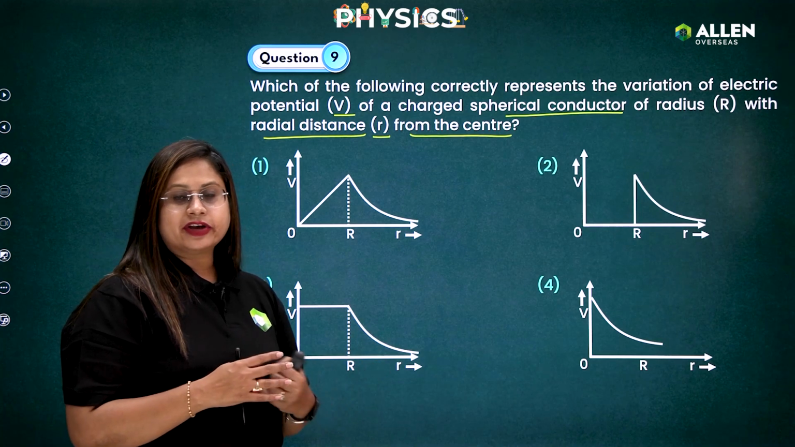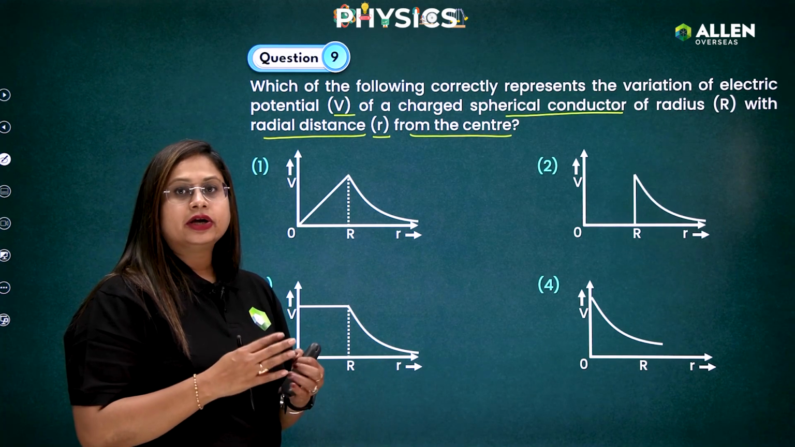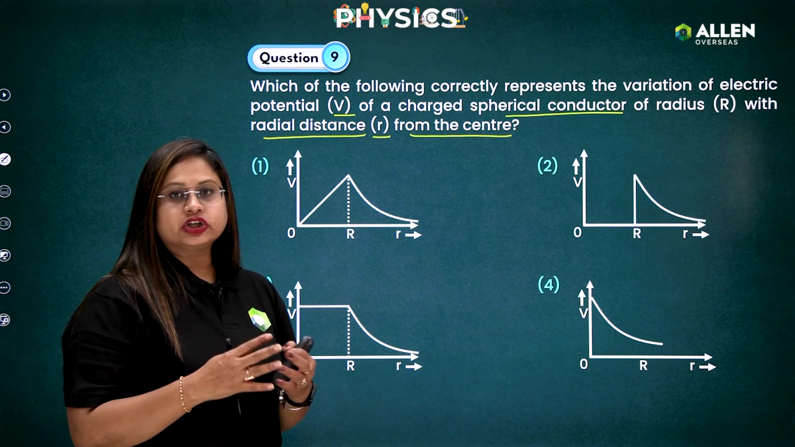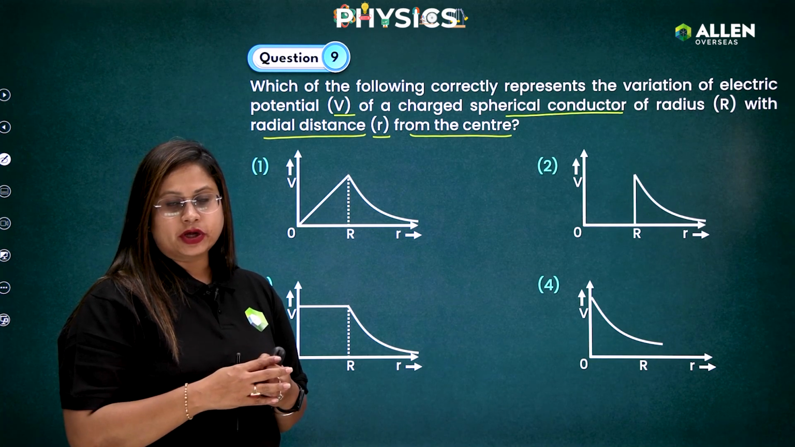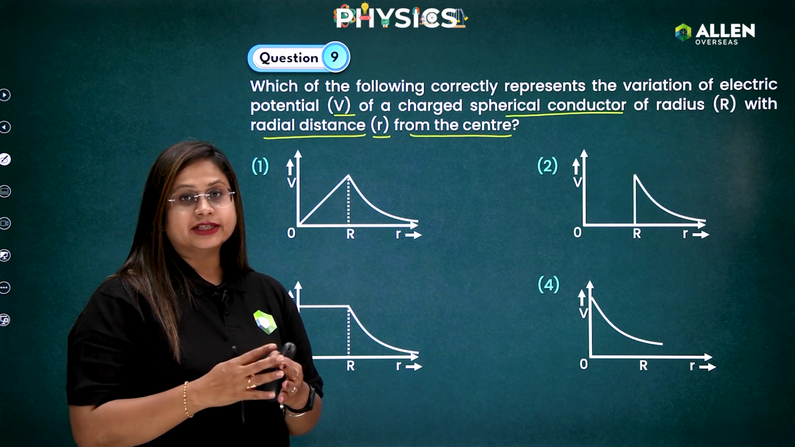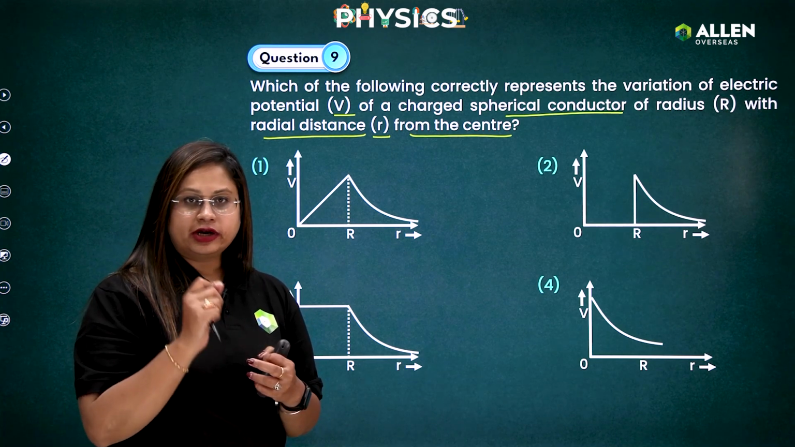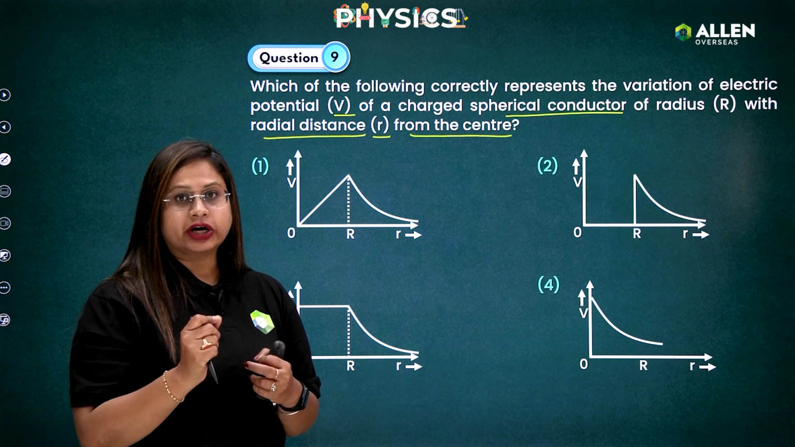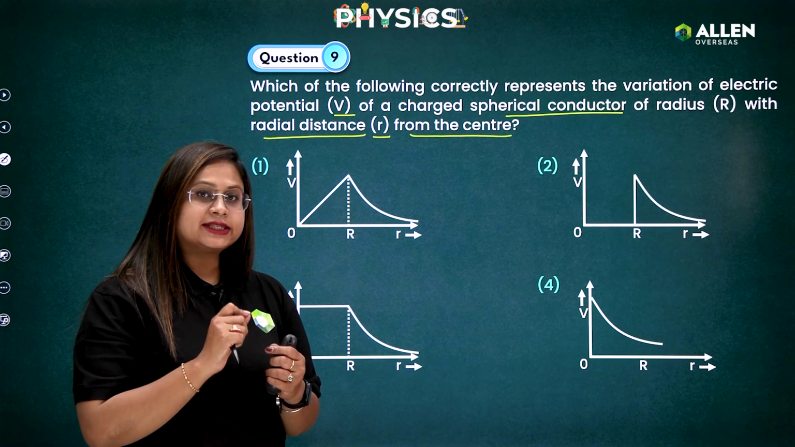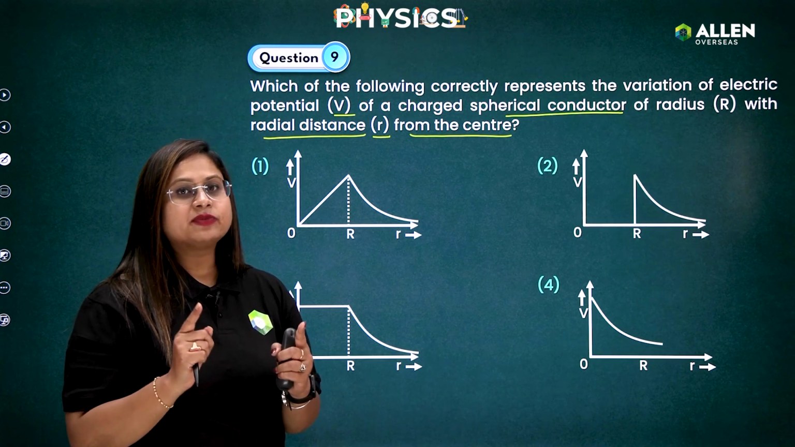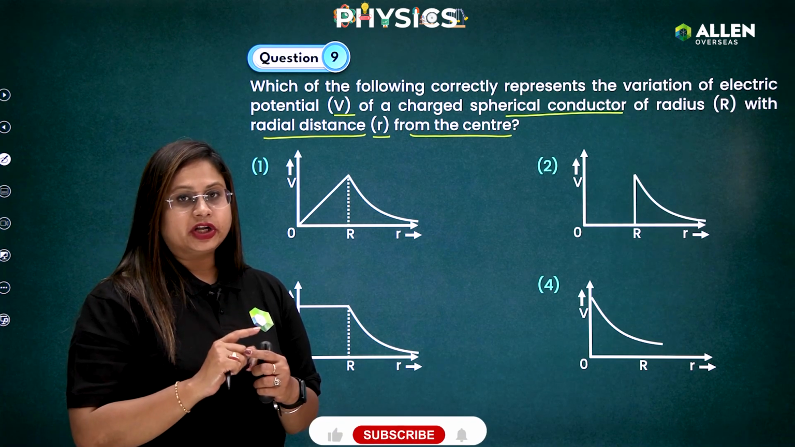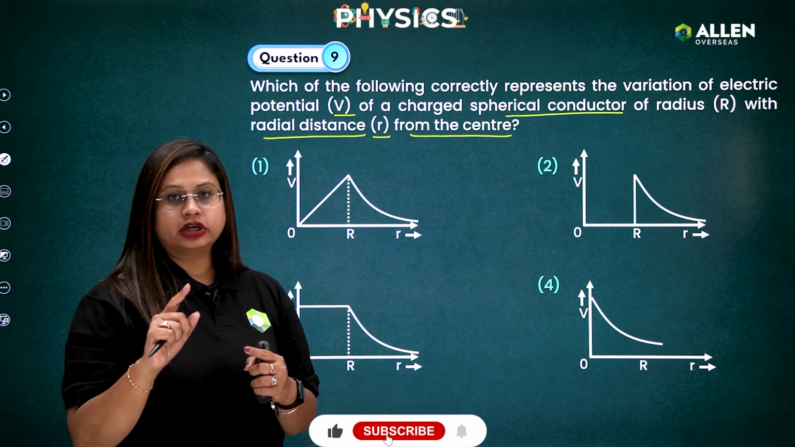So in this question you have been asked to find out the variation of potential in a conducting sphere. You know that for a conducting sphere, the charges are going to reside at the outer surface of the conducting sphere. So in an electrostatic condition, the electric field inside the conductor at every point is becoming 0, keeping the potential throughout the conductor equal.